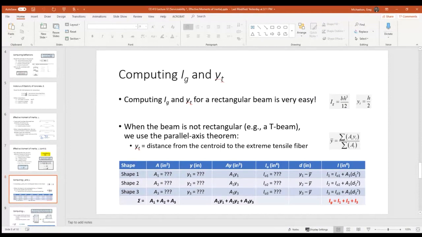Now, if you didn't have a rectangular section, you'd have to use the parallel axis theorem. What I did here on this slide is I actually set up the table, and I put all the formulas in the cells so that you wouldn't have to remember what do I do here, or how do I compute that? I wanted to make it as easy for you as possible, so all the formulas here are plug and chug. But again, if you're dealing with a rectangle, you don't have to worry about all this. Just BH cubed over 12, super easy.